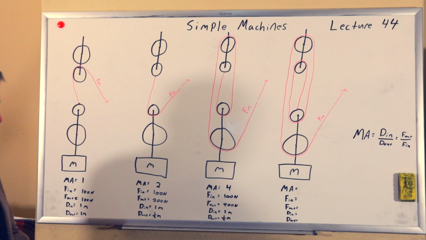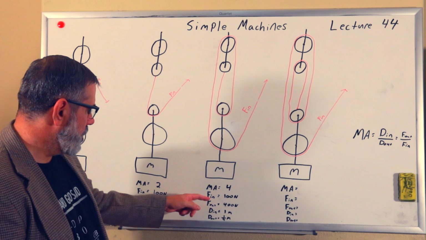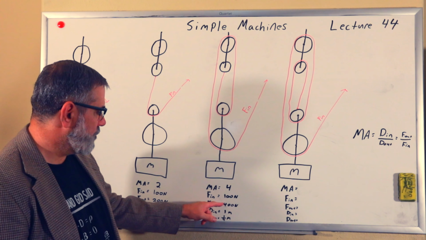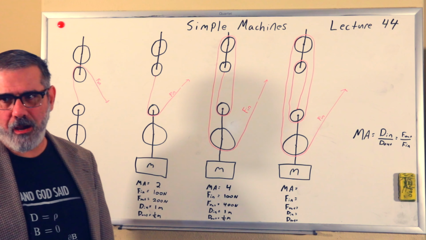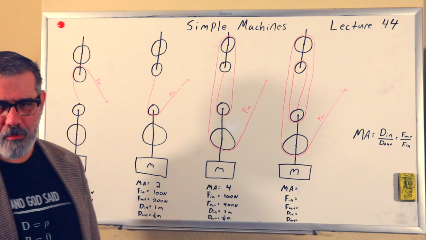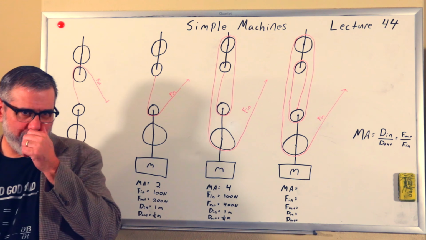Remember, force times distance is work, right? So 100 times 1 is equal to 400 times 1/4, right? The work that I put in is the work I'm going to get out, right? You don't get free work, right? No perpetual motion. Remember that from the last lecture, right?